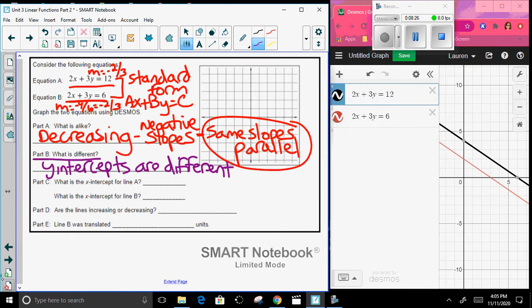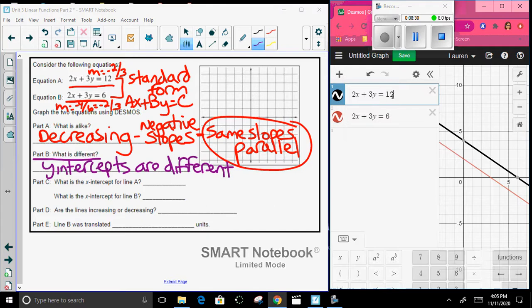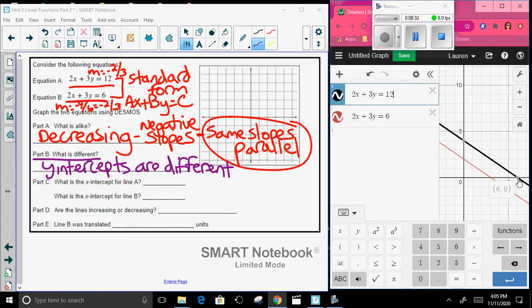What's the x-intercept for line A? Line A is my black one, my top one. And as long as I'm clicked on this, I can hover over it, and the x-intercept is 6, 0. What's the x-intercept for line B? Well, I'm going to click on line B. That's the second one, the red one. As long as I'm on it, it gives me my 2 dots. The x-intercept would be 3, 0.